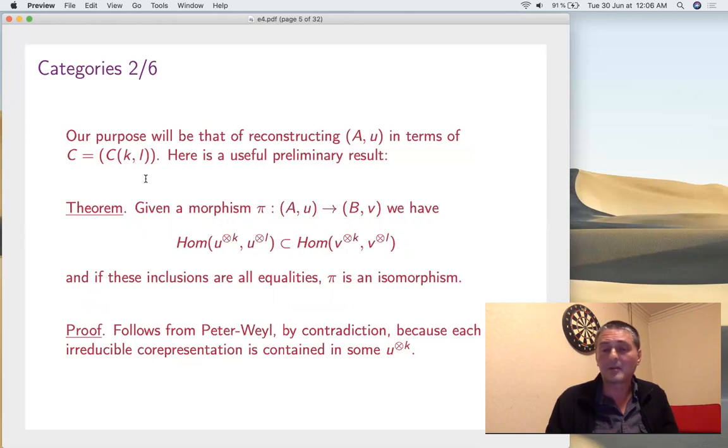So this is very useful. It's really a criterion for isomorphism, and we'll use this several times during this presentation. So why is this true? By contradiction, let's assume that pi is not an isomorphism. Now if you look at the Peter-Weyl decomposition into direct sum, certainly some irreducibles here will become reducible here. So the Hom spaces will increase because any irreducible is inside such a Peter-Weyl representation, U^K. So the corresponding Hom space will increase for some K.